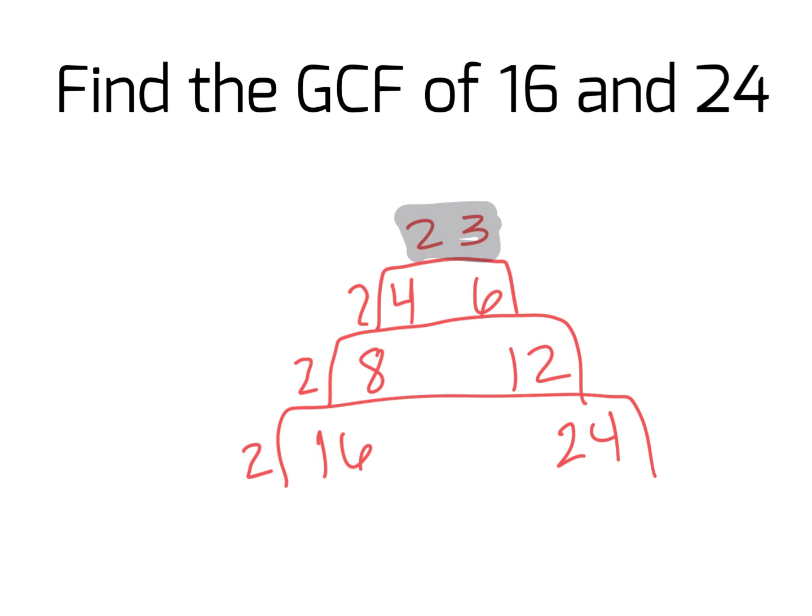So the next thing I need to do is multiply all of my numbers that are on that left-hand side. So 2 times 2 is 4, times 2 is 8. And that's it. That would be my greatest common factor. So whether you do it with multiple layers or you just do it with 1, you are good to go.